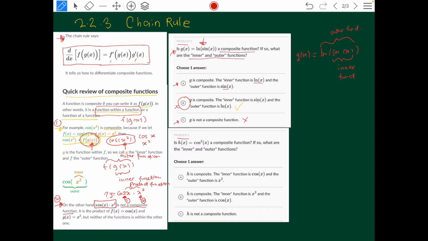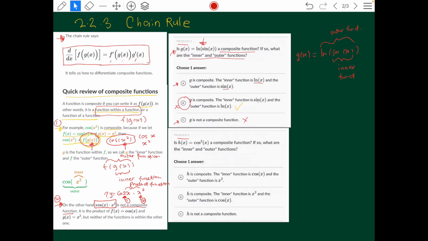Is h(x) = cos squared x a composite function? If so, what are the inner and outer functions? You need to choose one answer. A, h is composite, the inner function is cos x and the outer function is x squared. B, h is composite, the inner function is x squared and the outer function is cos x. Whereas C, h is not a composite function.